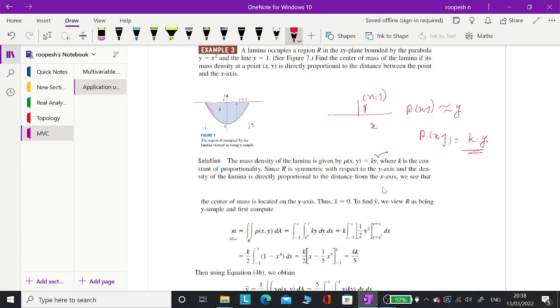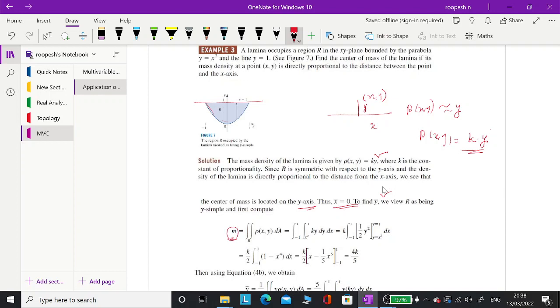Since R is symmetric with respect to the y-axis and the density of the lamina is directly proportional to the distance from the x-axis, we can see that the center of mass is located on the y-axis. Thus, since it is lying on the y-axis, x bar should be 0. Now we want to find y bar. In order to find y bar, first we want to find small m, that is mass.